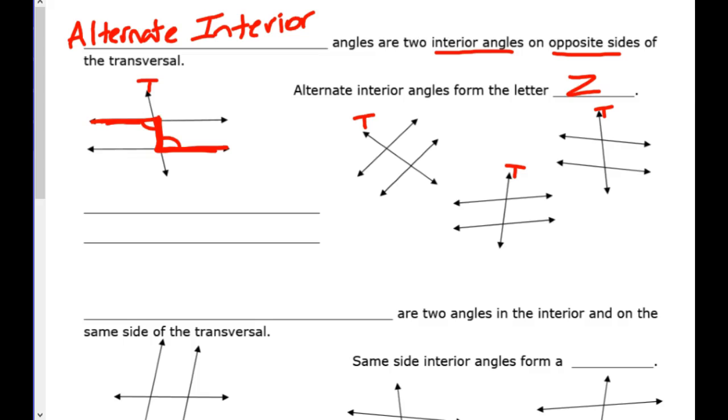So let's label that on the next three. If that's my interior angle, this one's alternate interior. If that's my interior angle, this one makes it alternate interior. If that one is my interior, that one makes it alternate interior. Okay?